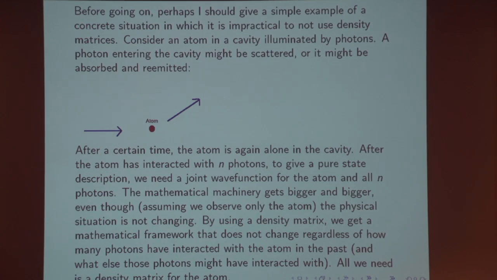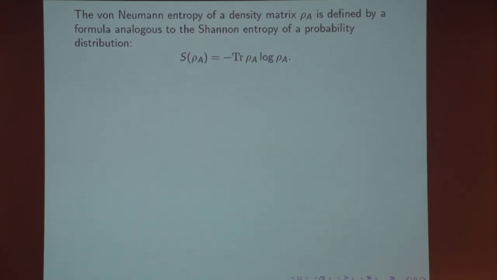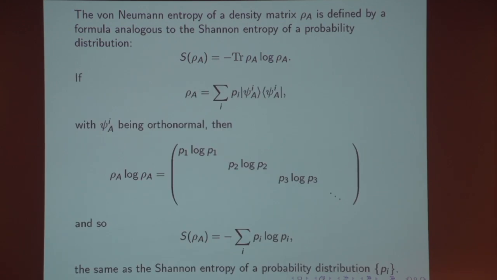Okay, that completes our basic definition of a density matrix. Now we'll do something with them, which is to define the von Neumann entropy. So the von Neumann entropy of a density matrix is defined by a formula analogous to the Shannon entropy of a probability distribution. So instead of minus the sum of p log p, it's minus the trace of rho log rho. But if rho is diagonalized, then minus the trace of rho log rho turns into minus the sum of p log p. The same as the Shannon entropy of a classical probability distribution with the p's as probabilities.